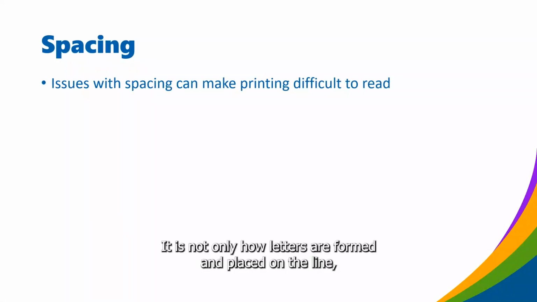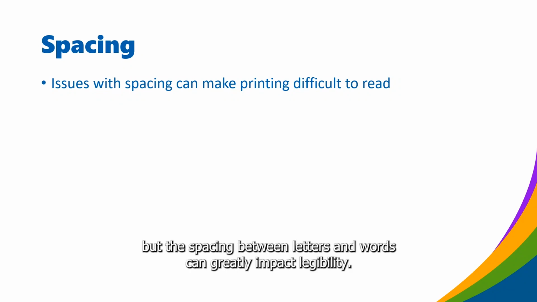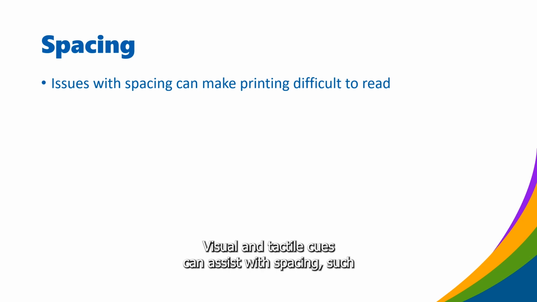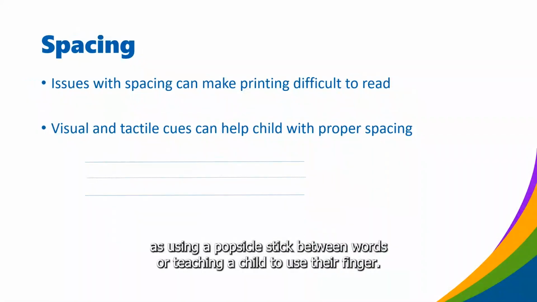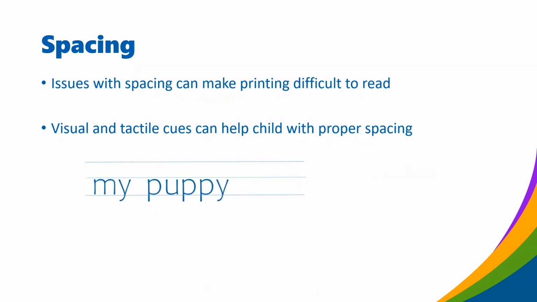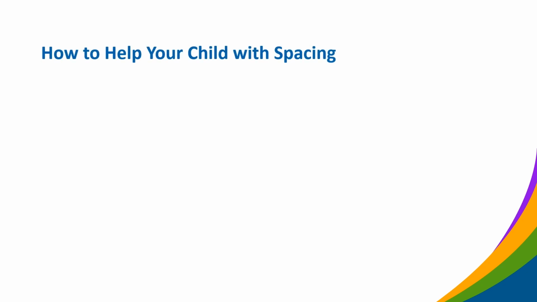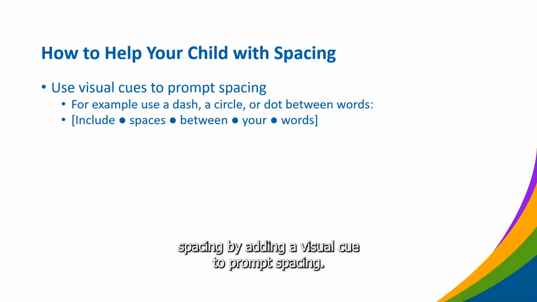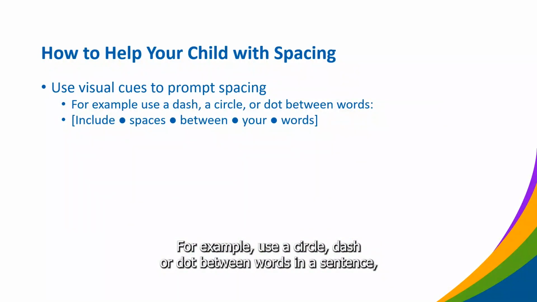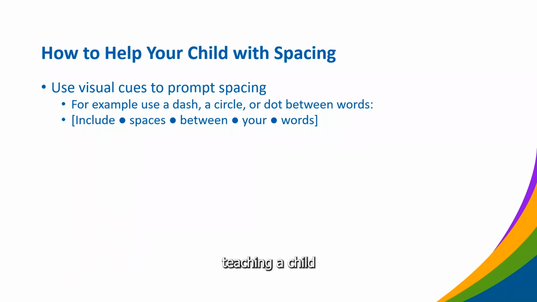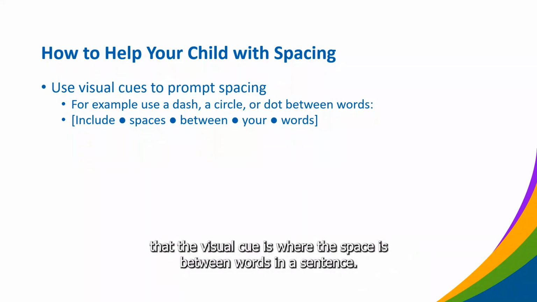It is not only how letters are formed and placed on the line, but the spacing between letters and words can greatly impact legibility. Visual and tactile cues can assist with spacing, such as using a popsicle stick between words or teaching a child to use their finger. You can help a child with spacing by adding a visual cue to prompt spacing. For example, use a circle, dash, or dot between words in a sentence, teaching a child that the visual cue is where the space is between words in a sentence.